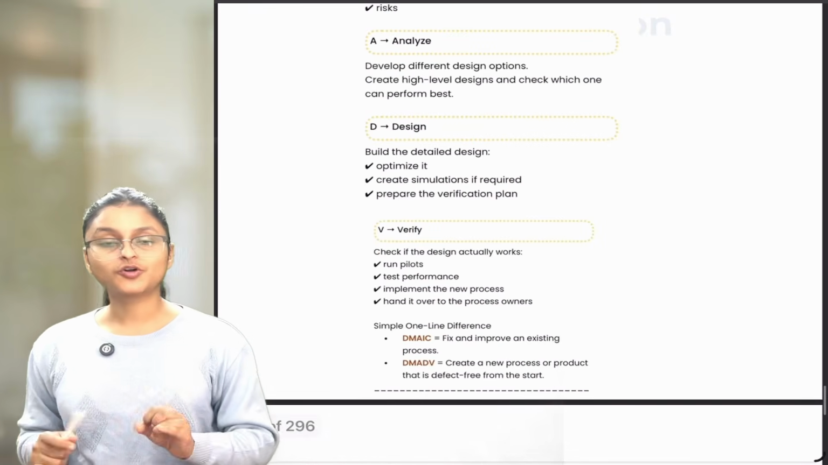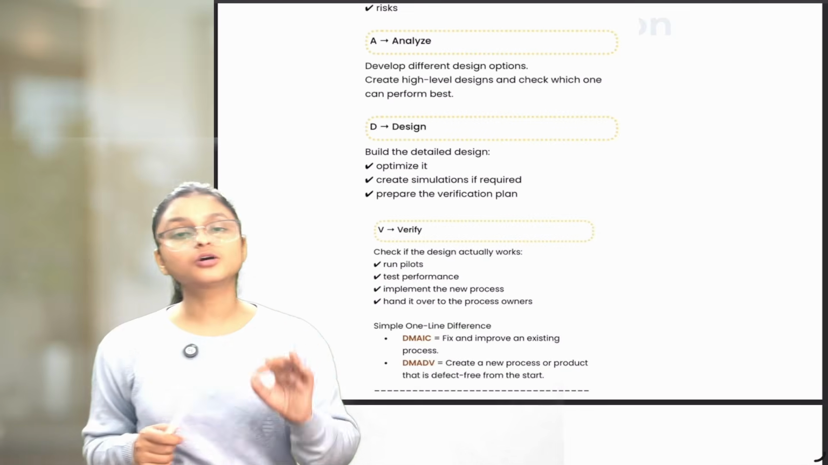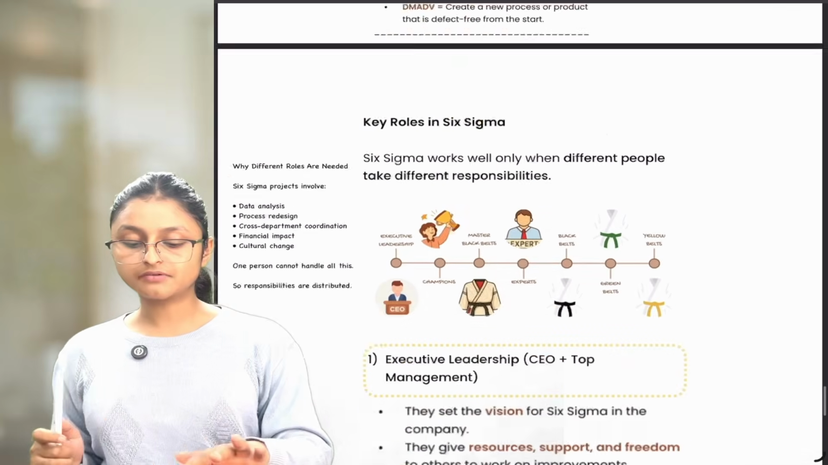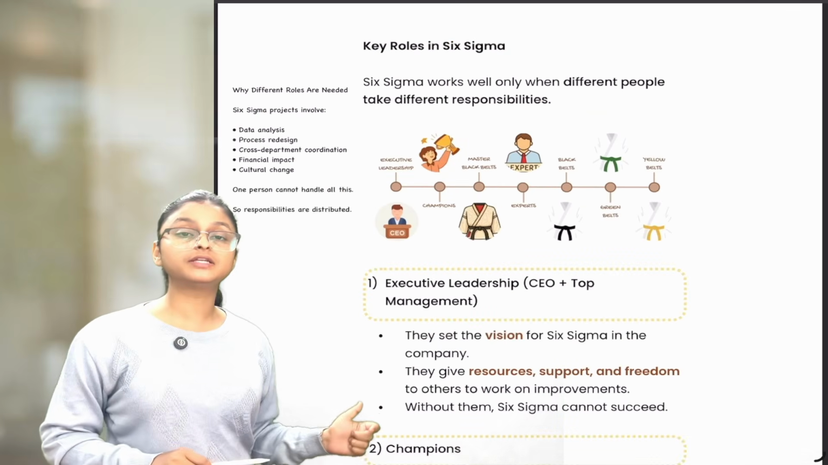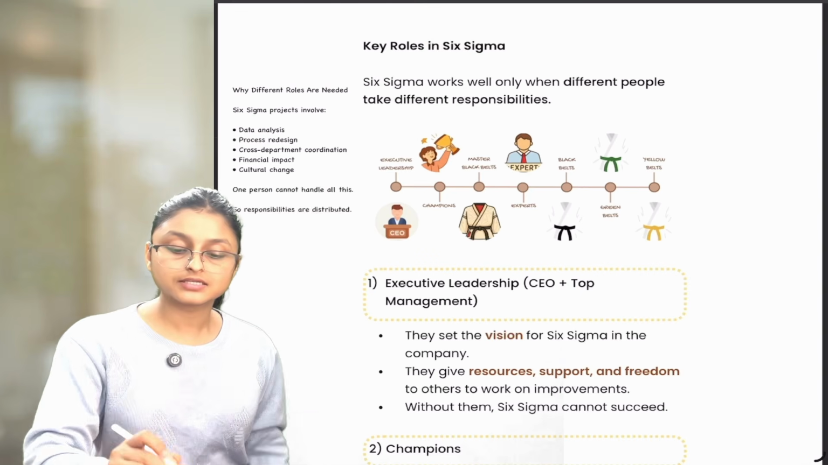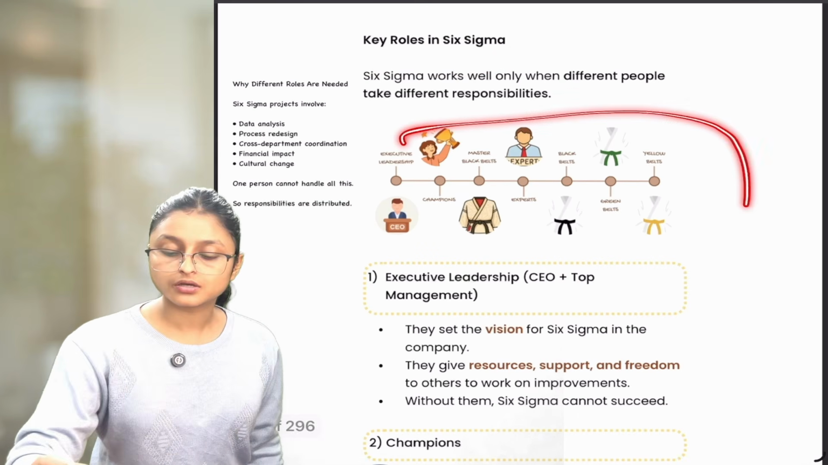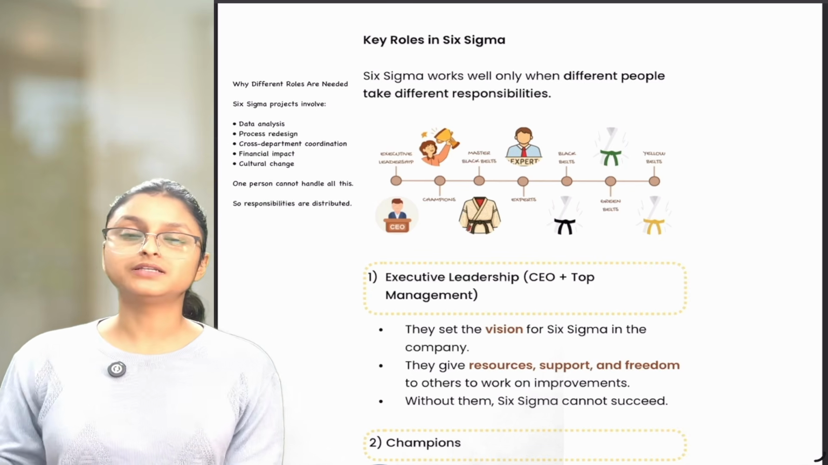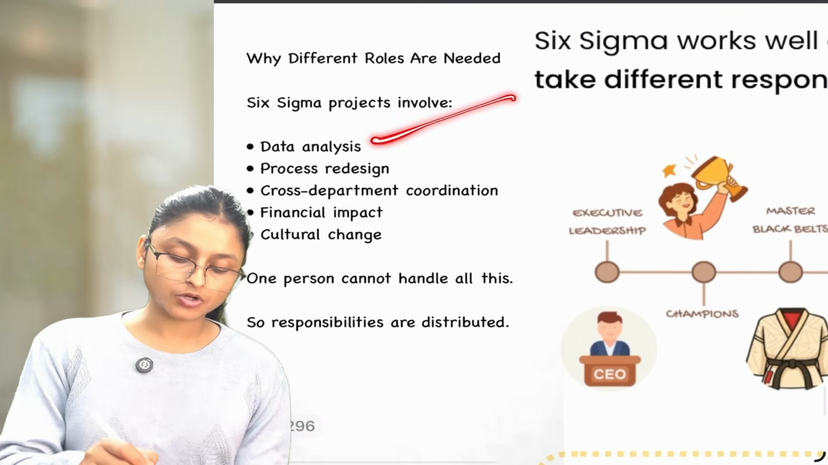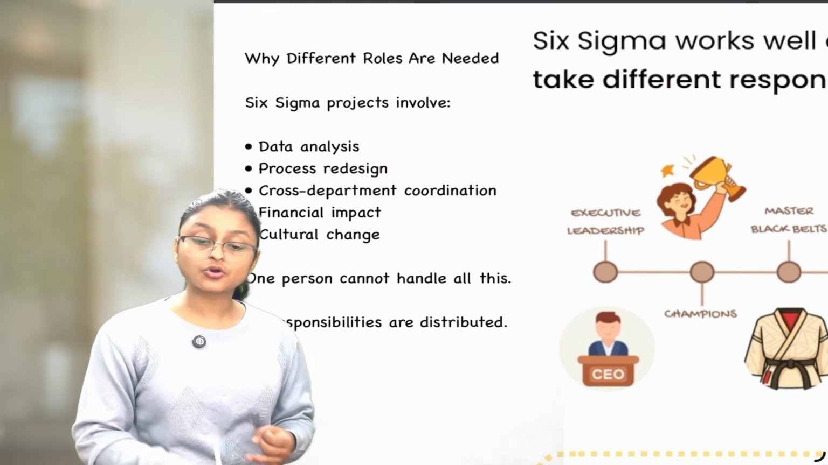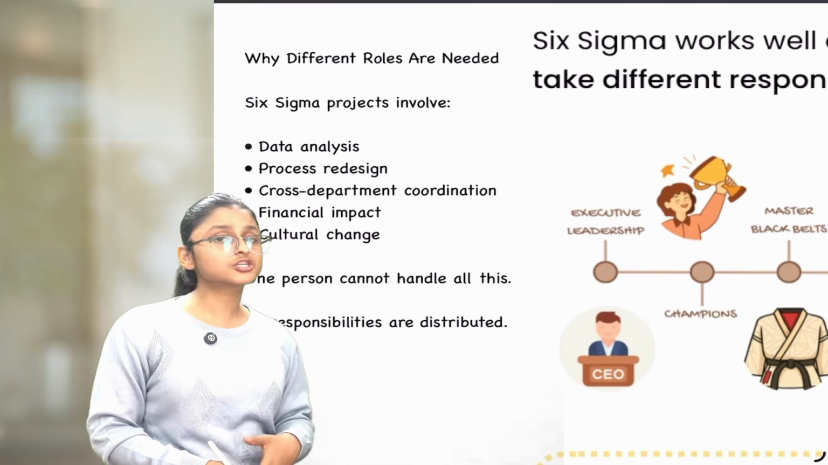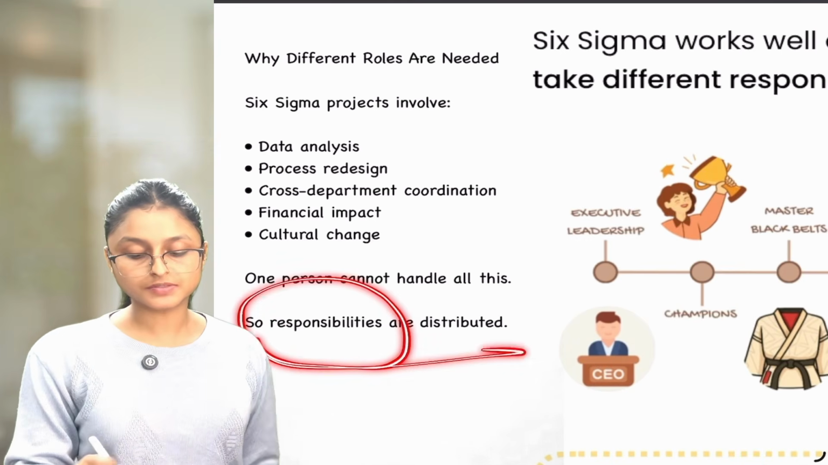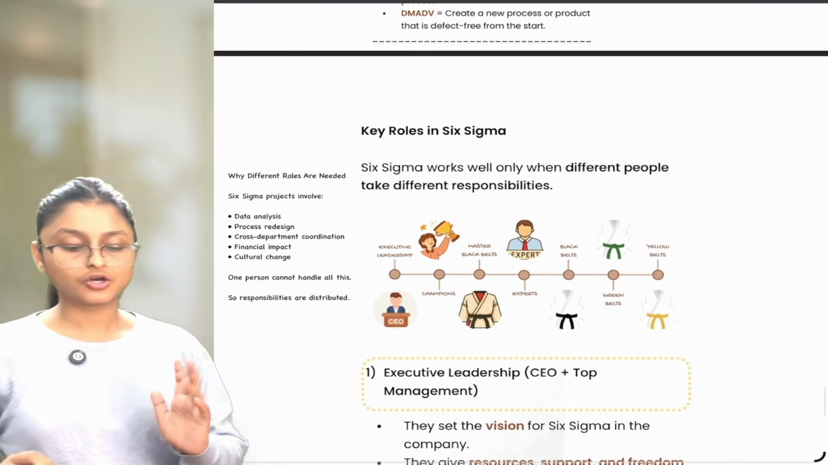Now, if you want to do this DMAIC and DMADV, it is not the work of one single employee, because a lot of things are there in Six Sigma, and that is why different people are there with different responsibilities in Six Sigma. So we are seeing the key roles in Six Sigma, what all people are involved in it, and what all their roles and responsibilities are inside Six Sigma. A Six Sigma project involves data analysis, process redesign, cross-department coordination, financial impact, cultural change. A lot of things are there. So one person cannot handle it, and that is why responsibilities are distributed. There are 7 different roles in Six Sigma.